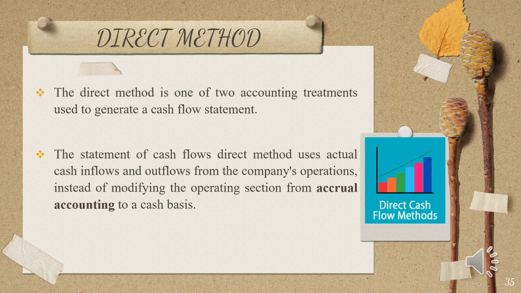First is the direct method. The direct method is one of the two accounting treatments used to generate a cash flow statement. A cash flow statement is a financial statement that provides aggregate data regarding all cash inflows a company receives from its ongoing operations and external investment sources. It also includes all cash outflows that pay for business activities and investment during a given period. The statement of cash flows direct method uses actual cash inflows and outflows from the company's operations instead of modifying the operating section from accrual accounting to a cash basis.